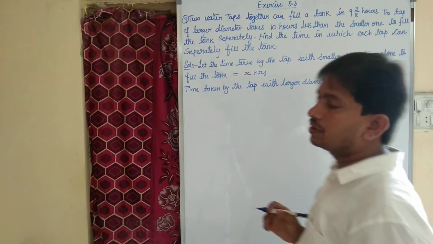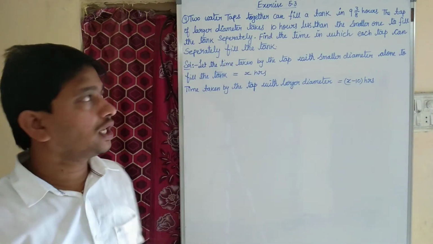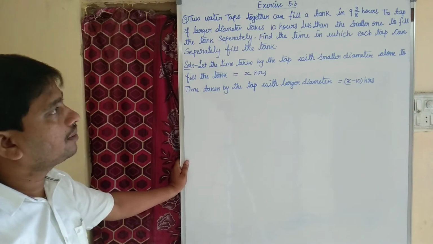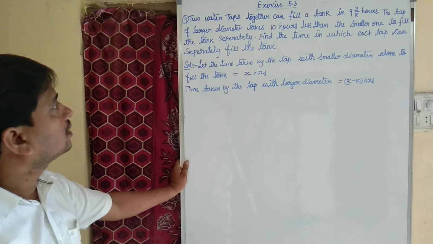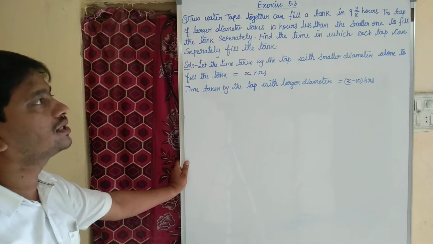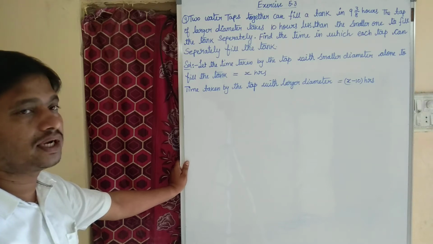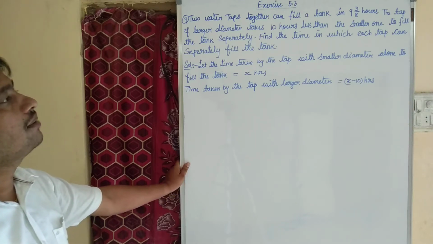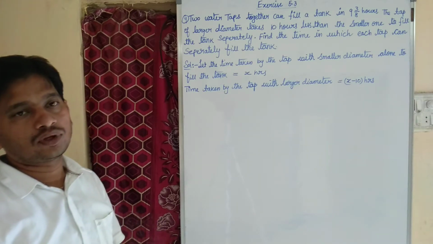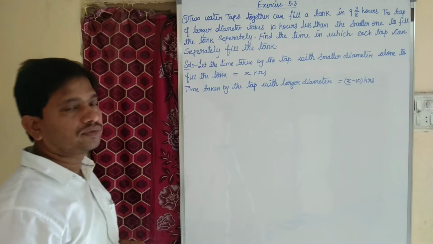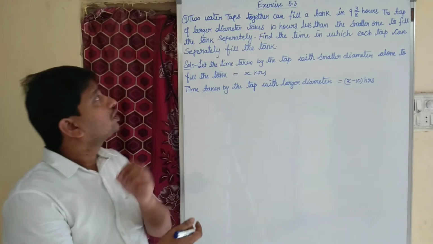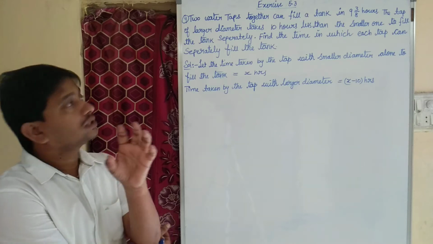Now coming to question number 9. Two water taps together can fill a tank in 9 and 3 by 8 hours. The tap of larger diameter takes 10 hours less than the smaller one to fill the tank separately. Find the time in which each tap can separately fill the tank. Okay, we can also call these water problems, water and tap problems.